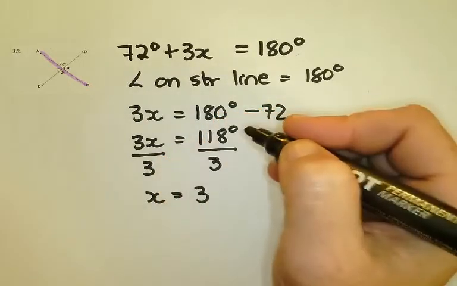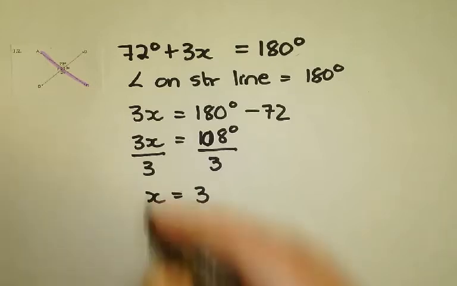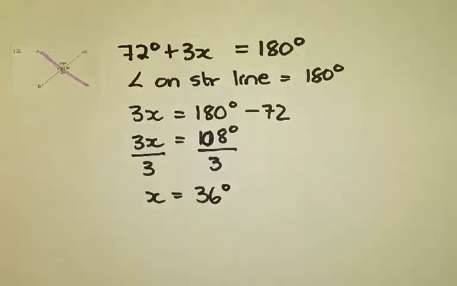Sorry guys, my math just completely left me there. I actually think I made a mistake up here. 180 minus 72, oh yeah, there we go, is 108. And 108 divided by 3 is 36 degrees. So that's the one way in which we can solve for x.